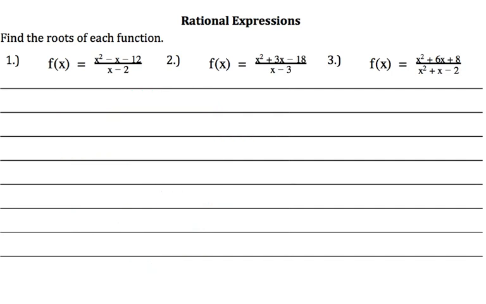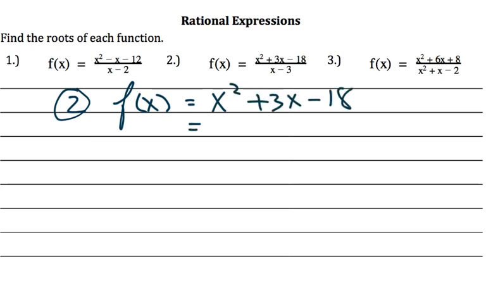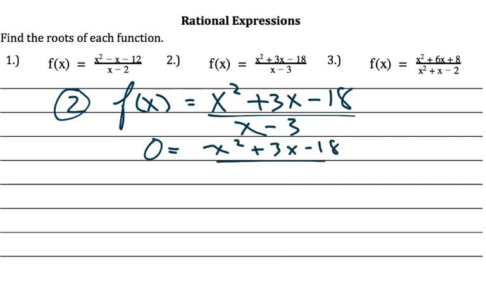Problem 2. Same deal as before. Let's write f of x equals x squared plus 3x minus 18 over x minus 3. Replacing f of x with 0, we'll have 0 is equal to x squared plus 3x minus 18 over x minus 3. And I would like to see that as a step, because it's really just showing what you're doing. Just like before, we're going to multiply both sides by x minus 3. And then I'll have 0 is equal to x squared plus 3x minus 18.